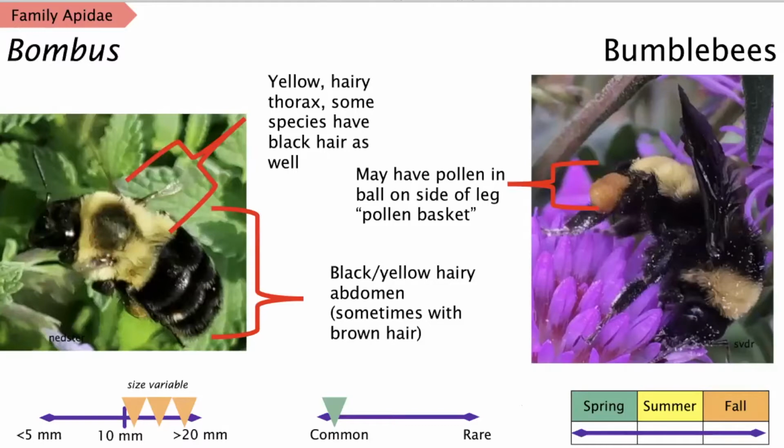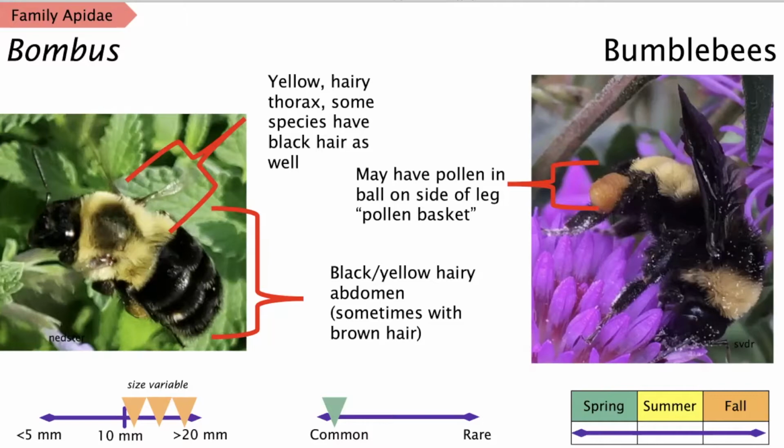Okay, so first we have bumblebee, Bombus. Hopefully a lot of you know what a bumblebee looks like. But we're going to go over some bees that look really similar to bumblebees today. So really knowing in your head what a bumblebee is will help you distinguish these other bees.